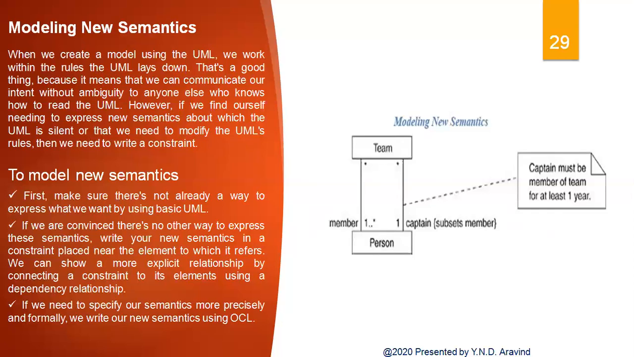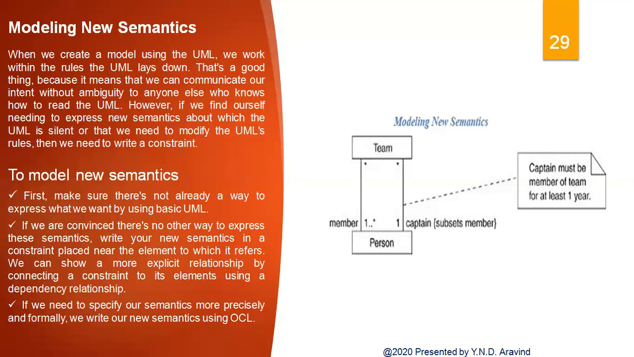Now, coming to modeling new semantics. When we create a model using the UML, we work within the rules the UML lays down. That's a good thing because it means that we can communicate our intent without ambiguity to anyone else who knows how to read the UML. However, if we find ourselves needing to express new semantics about which the UML is silent, or we need to modify the UML's rules, then we need to write a constraint.